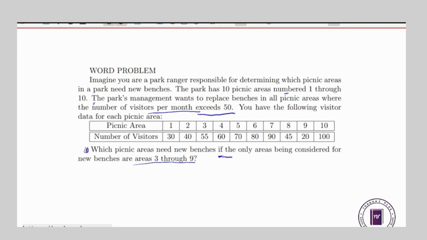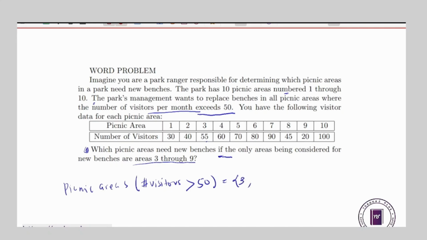So we need to look at our data and shortlist those picnic areas whose visitors per month exceeds 50. All right, so we say picnic areas where the number of visitors exceeds, that's greater than 50. And this will be, look at 3, it is 55. So 3 is one of them.